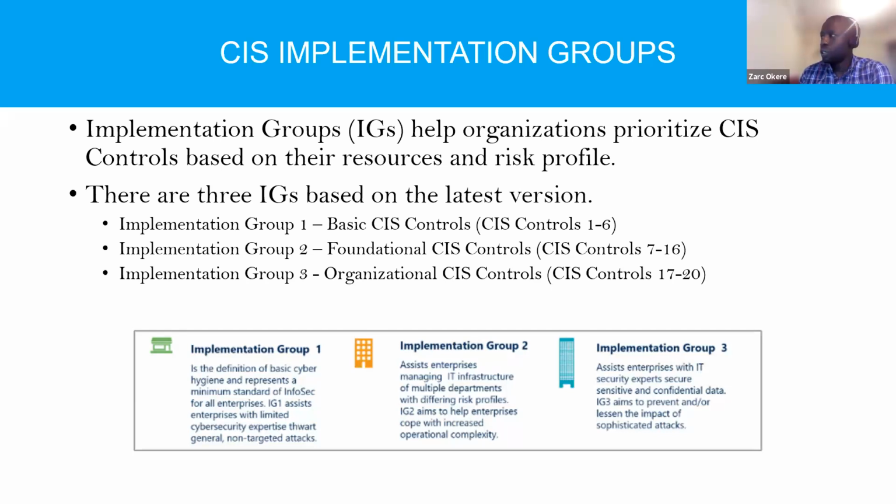Yeah. Implementation group 2 is building on from the basic, which is implementation group 1. The controls build on the basic controls and provide additional protection against cyber threats. They cover such areas as email, web browser protections, malware defenses, data recovery, and secure network configuration, and also boundary defense and data protection. Yeah, so that's what falls under implementation group 2.